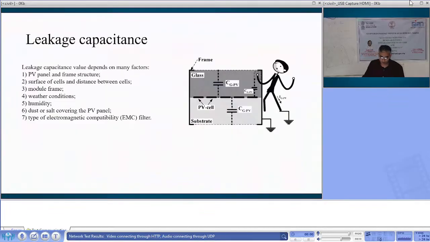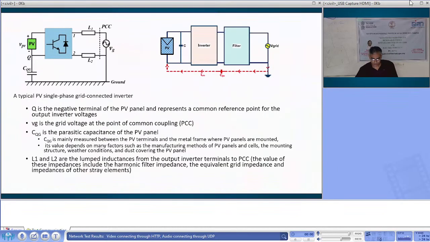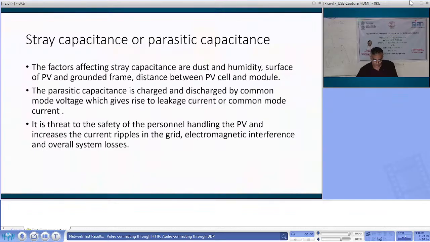So leakage capacitance value depends on many factors: PV panel and frame structure, surface of cell and distance between cells, module frame, weather conditions, humidity, dust or salt covering the PV panel, then the type of electromagnetic compatibility, EMC filter. So this is how the leakage current flows. The factors affecting stray capacitance are dust, humidity, surface of PV and ground frame, and distance between PV module and PV cell and module.